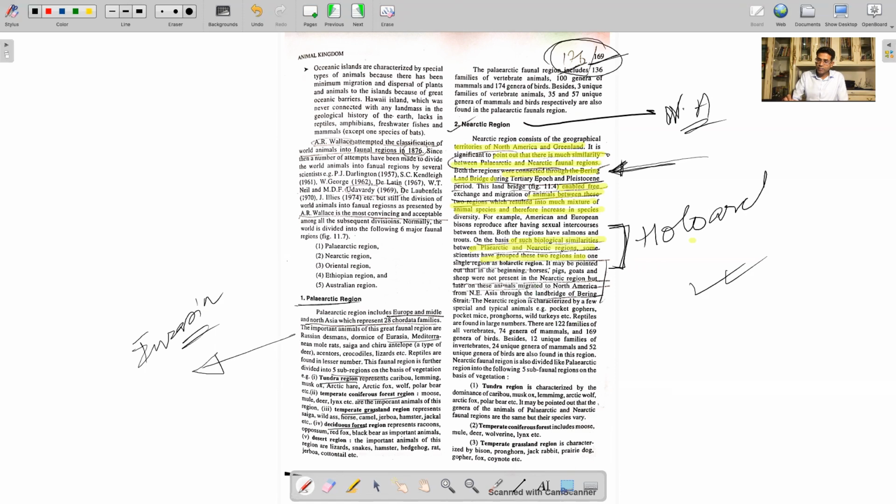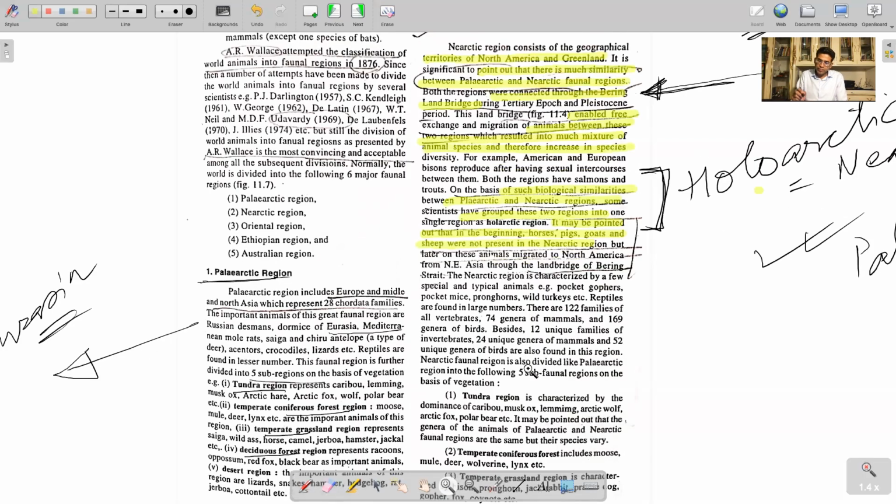Holoarctic. Holoarctic is Nearctic plus Palearctic. It may be noted, it's an important point, that in the beginning, horses, pigs, goats, and sheep were not present in the Nearctic region. But later on, it says, with the land bridge, they have come across. So that's an important discussion here.